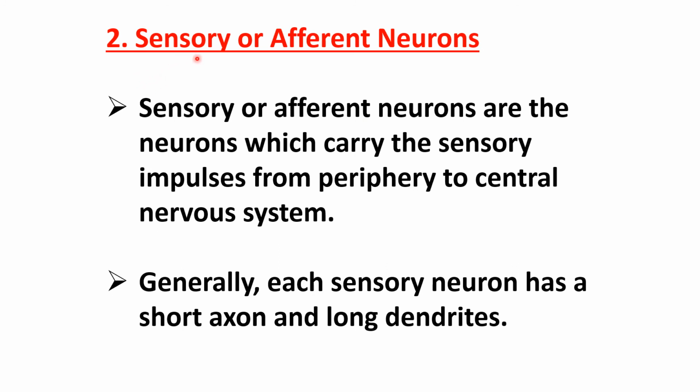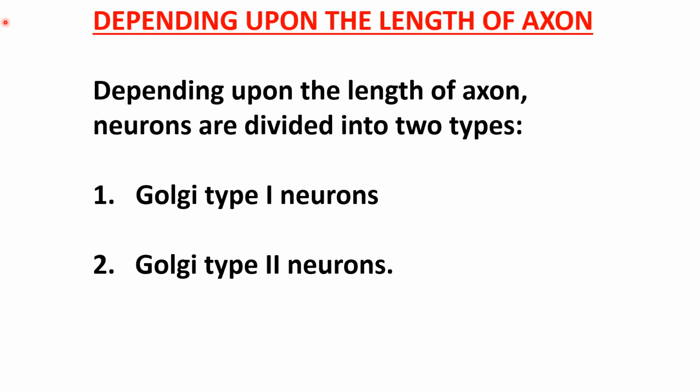The second one is sensory or afferent neurons. Sensory or afferent neurons are the neurons which carry the sensory impulses from the periphery to the central nervous system. Generally, each sensory neuron has a short axon and long dendrites. Then, depending upon the length of axon, the neurons are divided into two types: Golgi type 1 neuron and Golgi type 2 neuron.